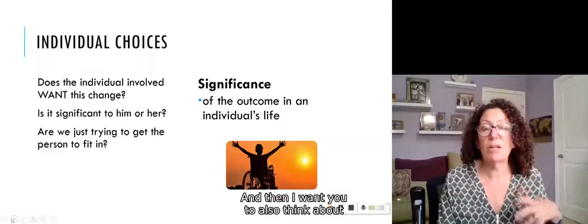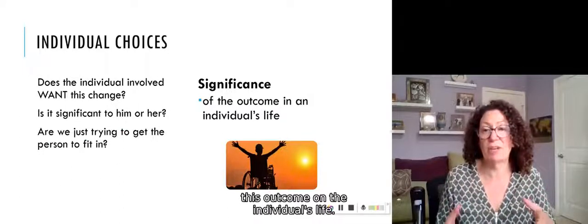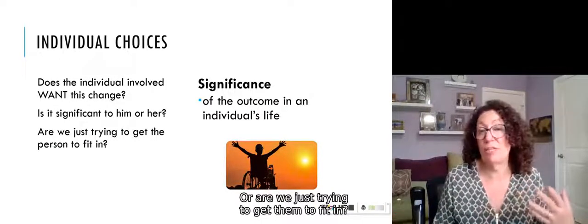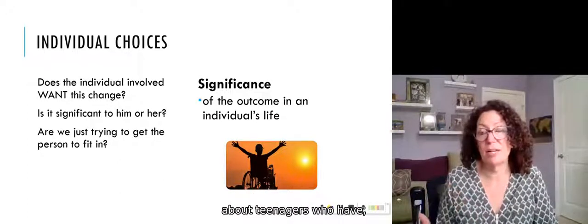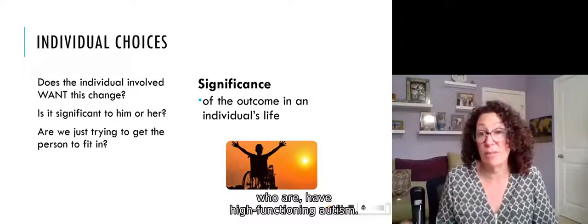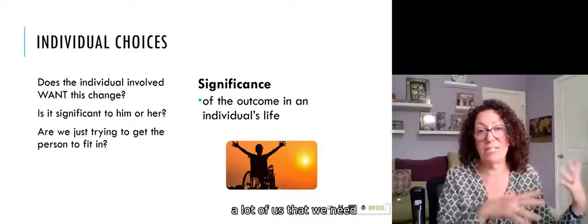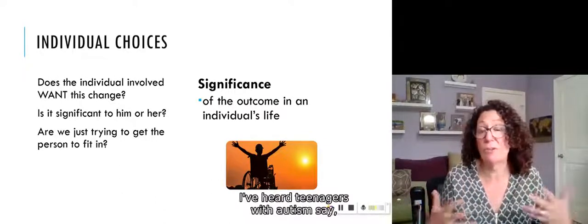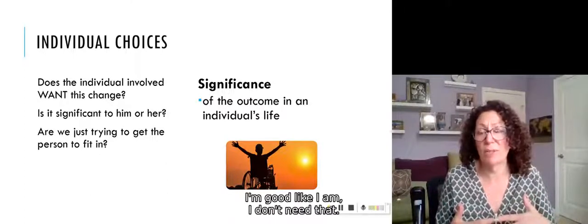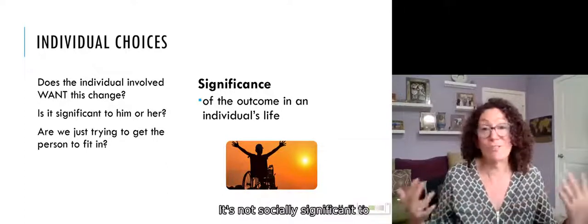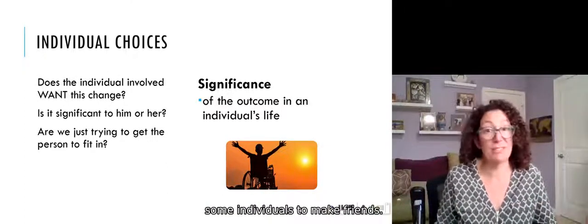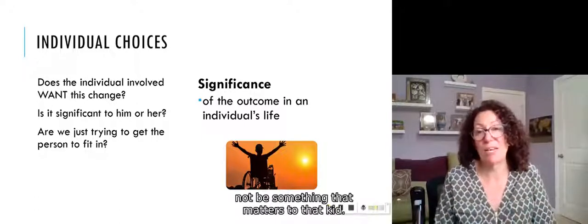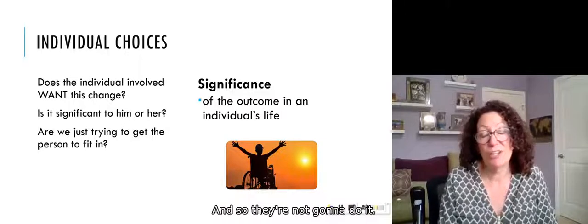And then I want you to also think about the social significance of this outcome on the individual's life. Is the individual on board with changing themselves? Or are we just trying to get them to fit in? I think of stories I hear quite often about teenagers who have high functioning autism, and we have a belief, a lot of us, that you need to have friends and you need to have social skills and you need to engage with other humans. And sometimes I've heard teenagers with autism say, I don't want to have friends. I'm good like I am. I don't need that. It's not socially significant to some individuals to make friends. So implementing an intervention about having peer interactions might not be something that matters to that kid, and so they're not going to do it.